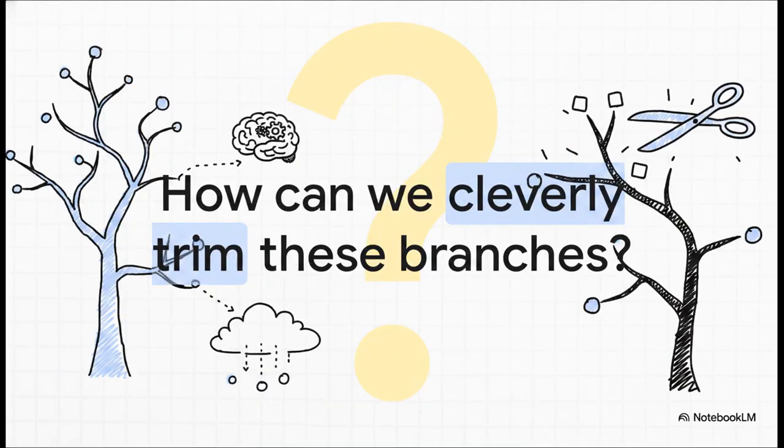So, we know we have to optimize this if we want our programs to survive. The real question is, if multiple recursion creates this massive, slow O of 2 to the n tree, how can we cleverly trim these branches down using dynamic programming? How do we rescue our code from this exponential nightmare?